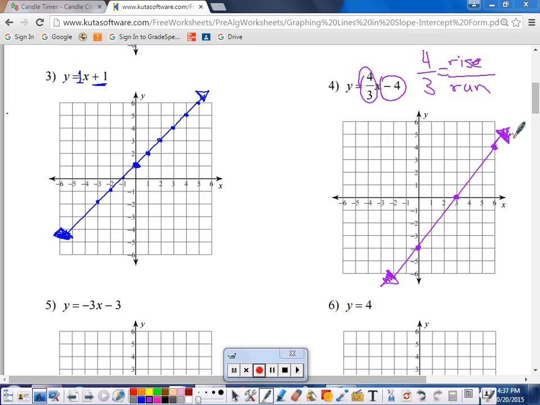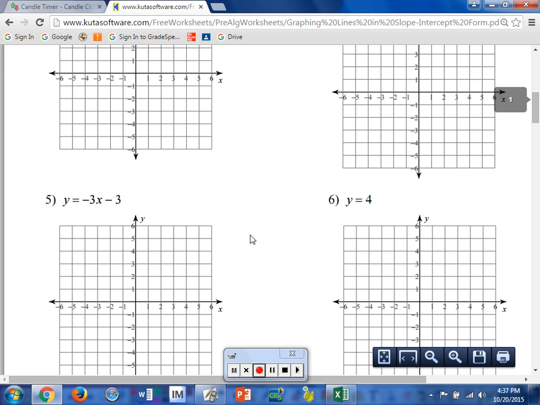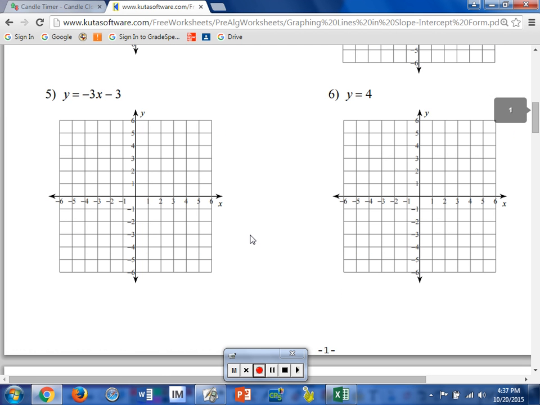At this point, if you want to, go ahead and on your boards or scratch paper or graph paper, try graphing the next 2, and then you can watch me to see if you're doing it correctly. I'm going to go right into those next ones. Let me clear my screen and move it down. So here's 5 and 6.